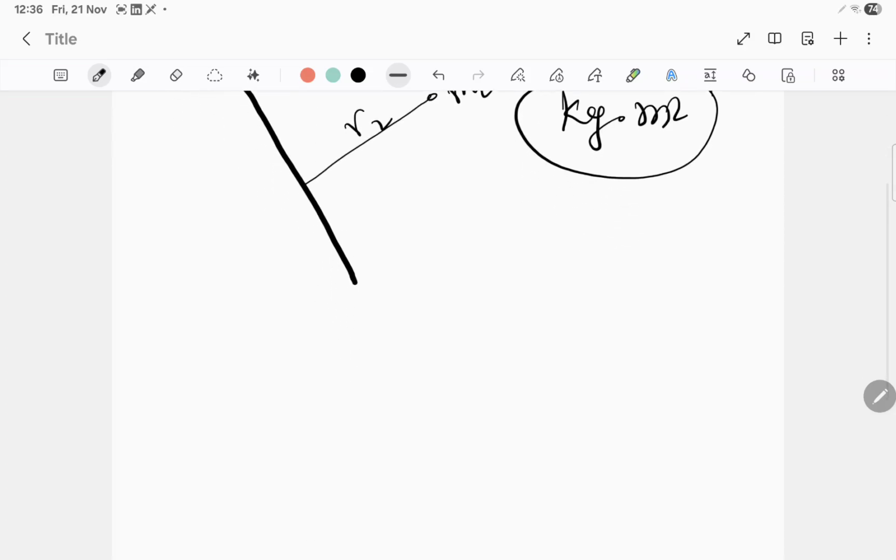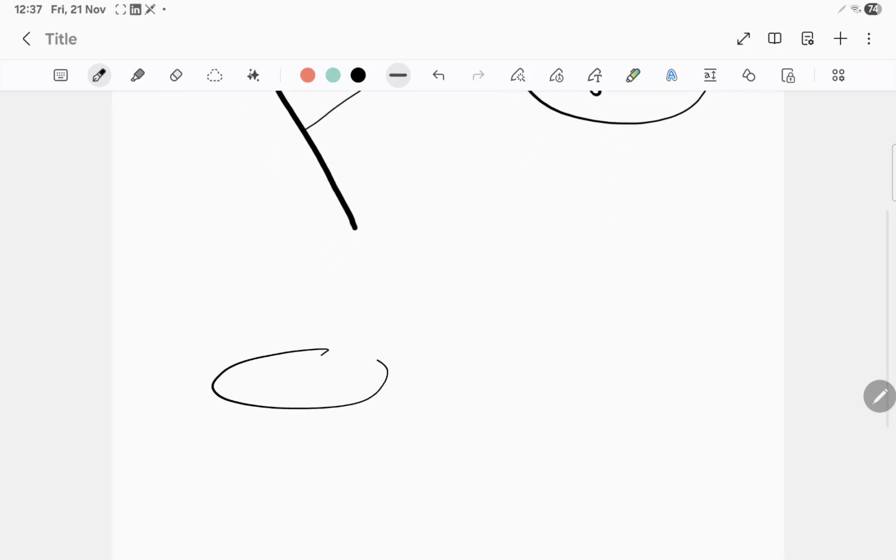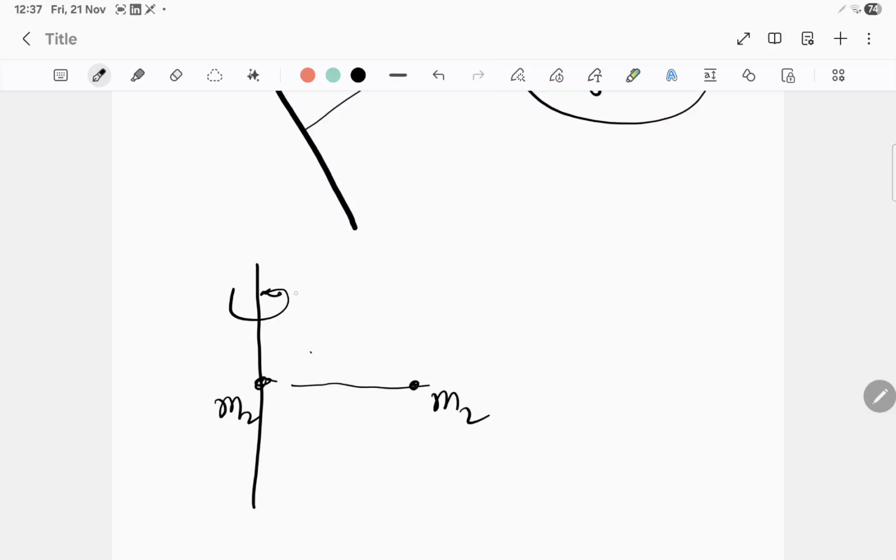Now let's take another question. Suppose this is a ring and we want to find the moment of inertia about this axis. We will take this question another time. Let us take another, very interesting question: the m1 mass is here and the m2 mass is here, and we want to find the moment of inertia about this axis.